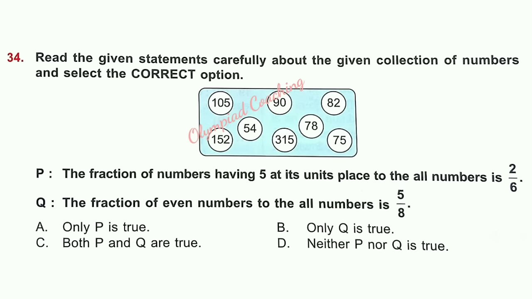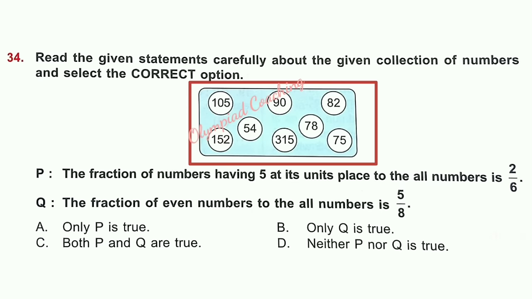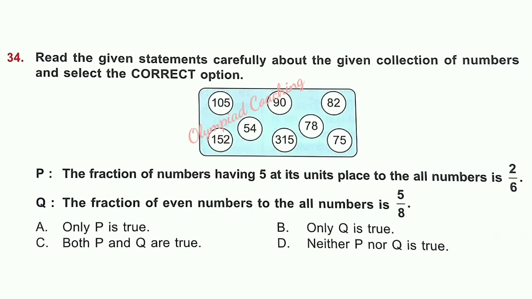Question number 34. Read the given statements carefully about the given collection of numbers and select the correct option. This is the collection of numbers. Regarding these numbers, statements are given. P: the fraction of numbers having 5 at the unit place to all numbers is 2 by 6. There are a total of 8 numbers. Numbers having 5 at the unit place are 3. So the fraction is 3 by 8. So 2 by 6 is false. P is false. Option A is cancelled.